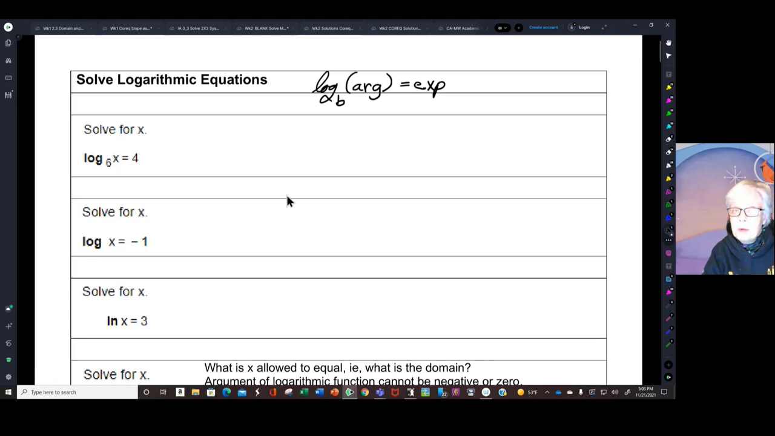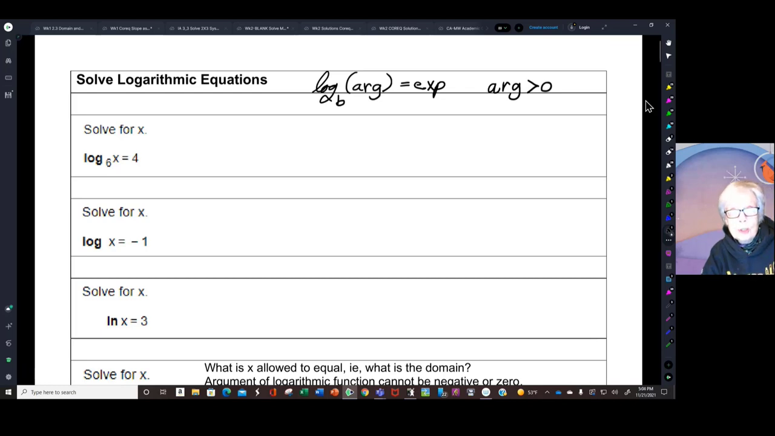It's very, very, very important that we check the domain of our equation every time, because the argument of the logarithm function, whatever is in the argument, the whole argument has to be strictly greater than zero. Can't be equal to zero, can't be less than zero, has to be greater than zero. That will determine whether or not our answers, our solutions, are acceptable.